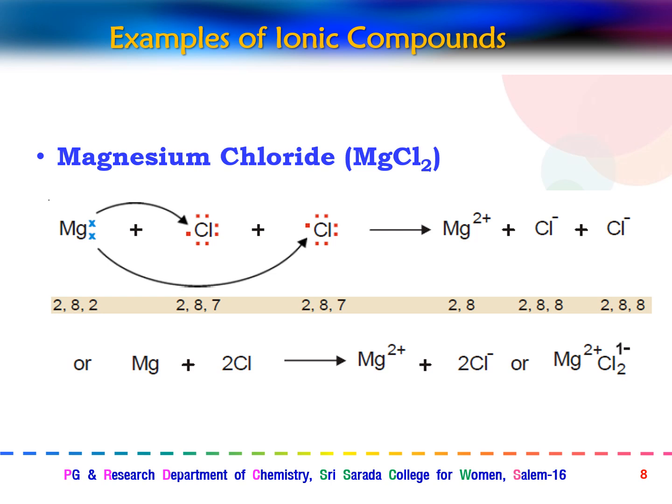Now let us see one more example here, magnesium chloride. Magnesium has 2 valence electrons while chlorine has 7. The magnesium transfers its 2 electrons, one to each chlorine atom, and thus all the 3 atoms achieve the stable octet. In this way, the magnesium atom forms Mg2+ ions, and the 2 Cl atoms form the MgCl2 compound.